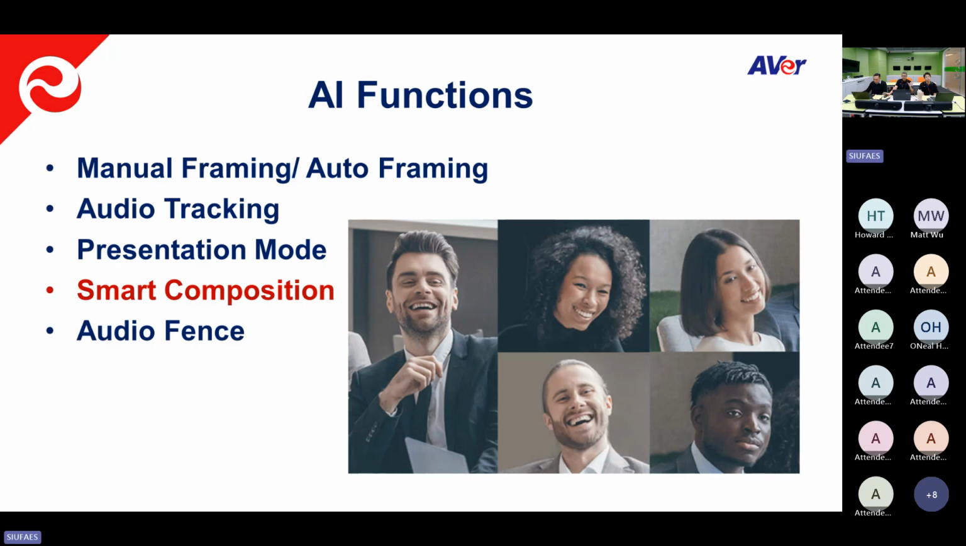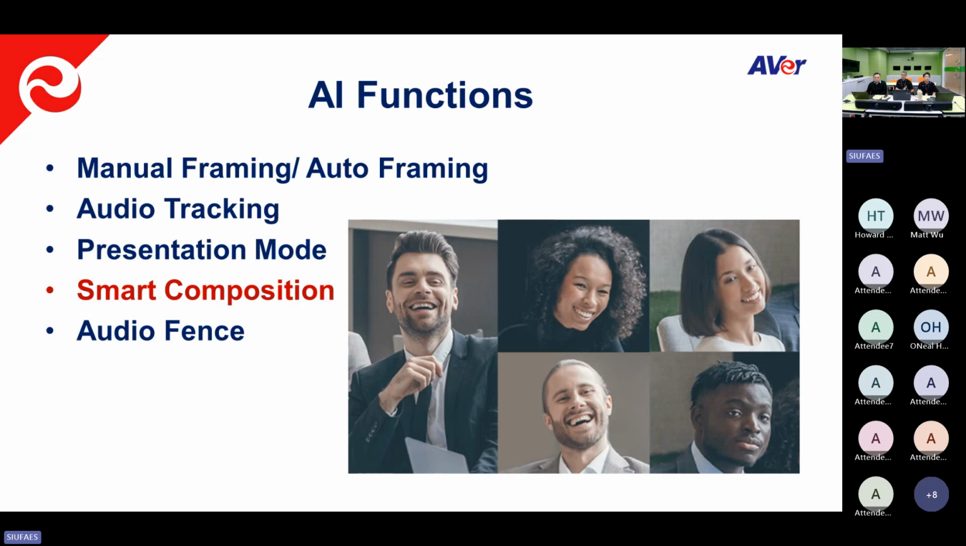Okay, and I think the most interesting part is the AI features, because for every video bar we focus on the AI features. Just like the familiar auto framing, audio tracking, and presentation mode, these are also built into this video bar, the VB150. And the special one is the smart conversation, which is very popular right now in different models like the Cam520 Pro 3 or VB350. We also have this function inside the VB150.